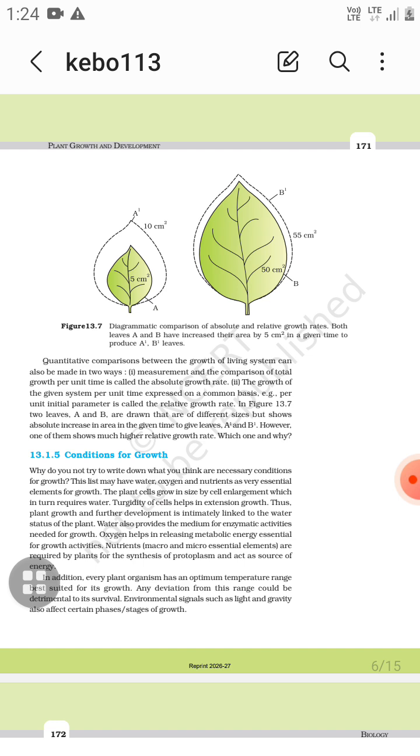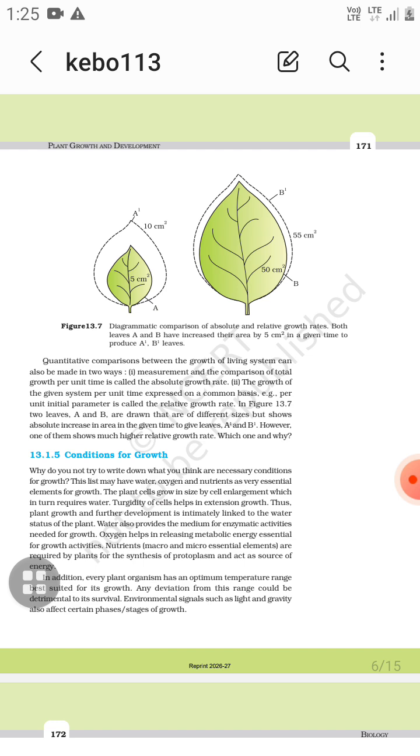Absolute means exactly. So the total increase was 5 centimeters square. But the relative growth rate is kind of relative with respect to the initial one, how much growth is being done. In the first diagram we see 5 centimeter square goes to 10 centimeter square, so the increase is a double.